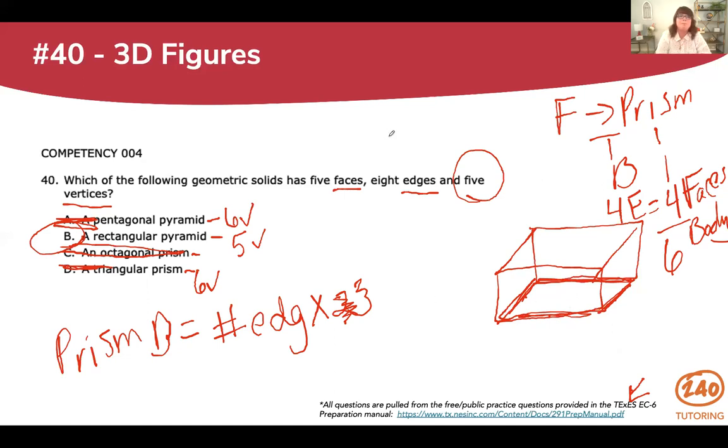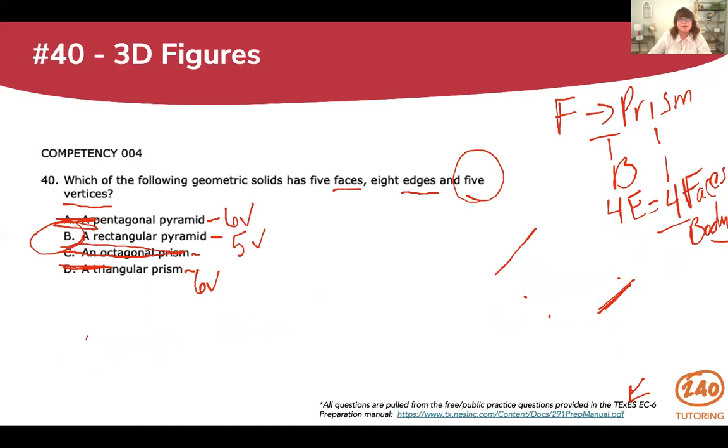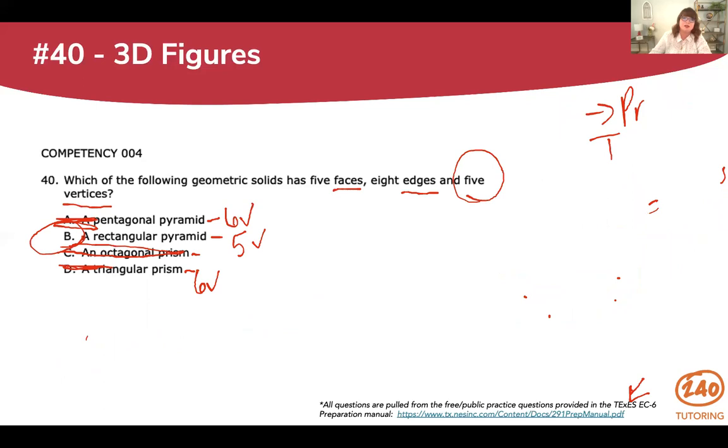In a pyramid, I'm going to erase again. So I know y'all are like, she's taking a long time on this question, because it might not look just like this one. And you're going to need to know how to count those faces, edges, and vertices.